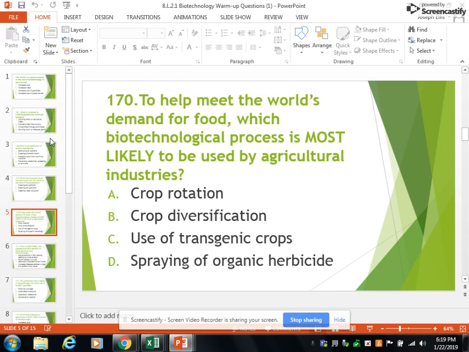170. To help meet the world's demand for food, which biotechnological process is most likely to be used by agriculture industries? Okay, this answer is C. They're using the word transgenic. When you see transgenic, that's the same thing as genetically modified or genetic engineered. Okay, they're using crops. And they like to change a lot of DNA in these crops so that they're resistant to certain pests. Certain bugs won't eat them.